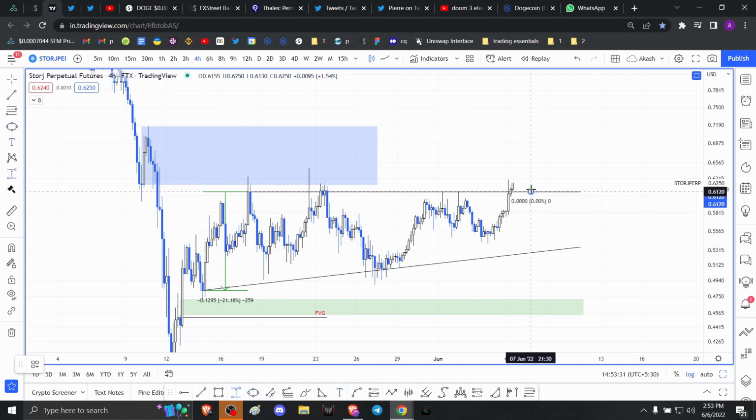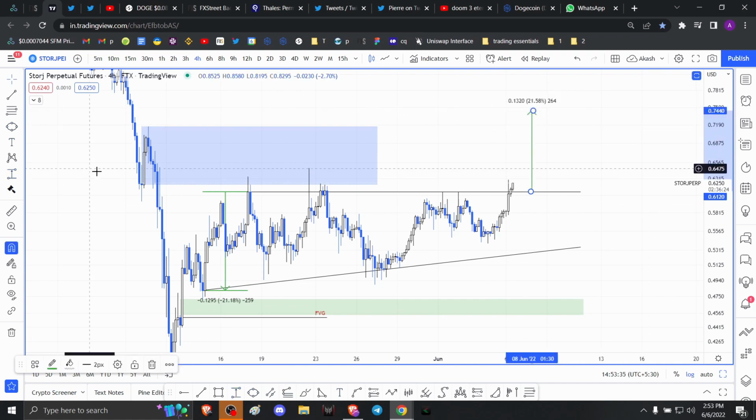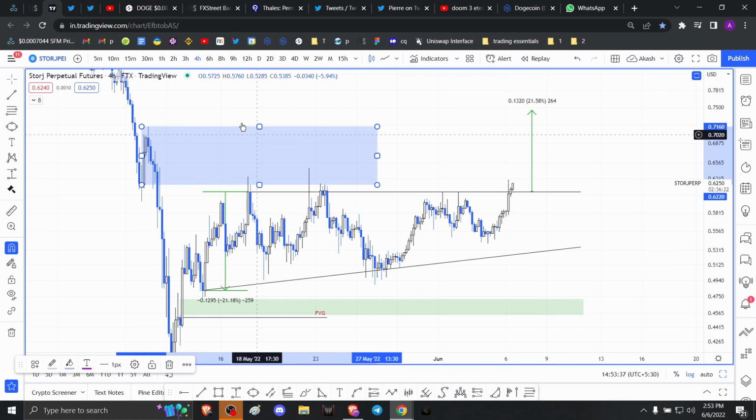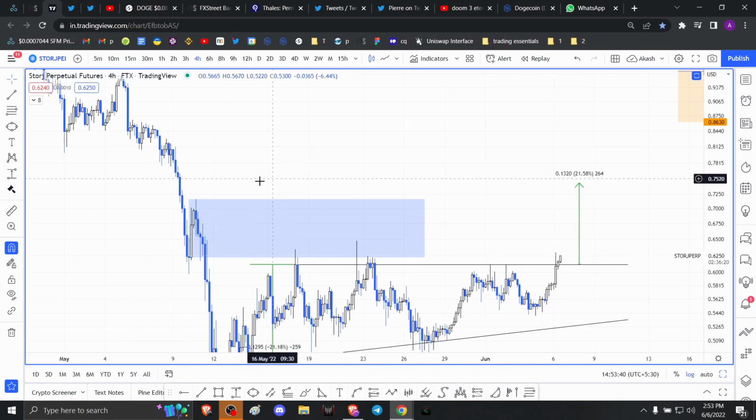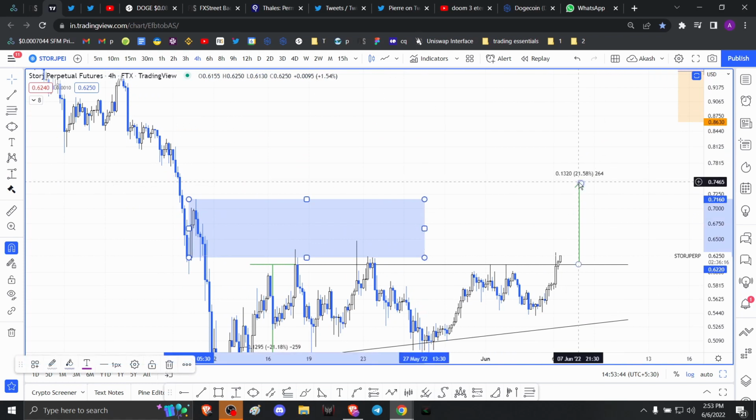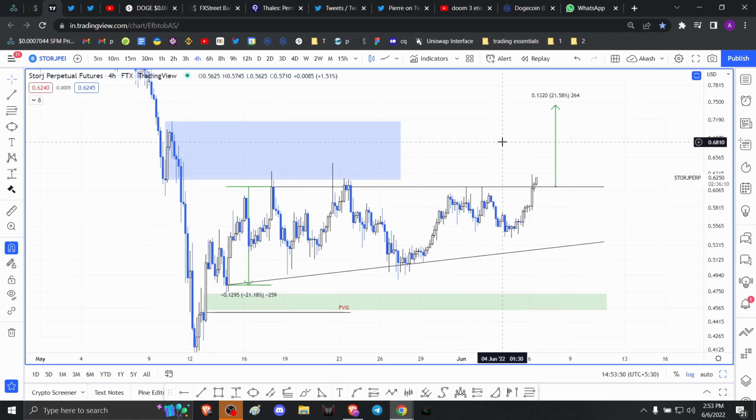Right, a 21% upswing puts it at roughly 0.744, which means that it has to not only move past this demand zone, but also hit this target here at 0.745. Now, while this might sound like a perfectly laid out plan, it isn't, right?